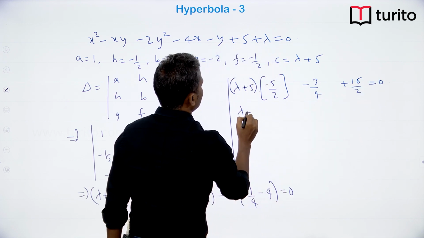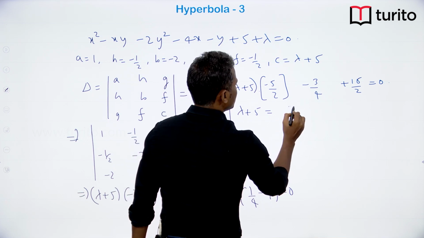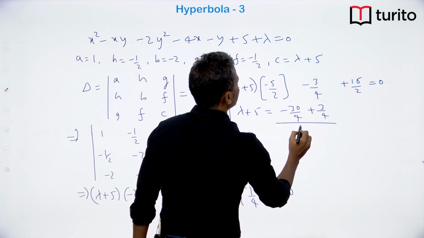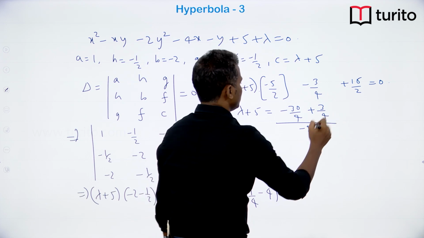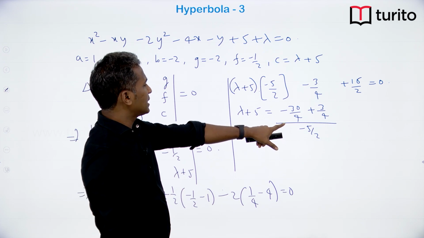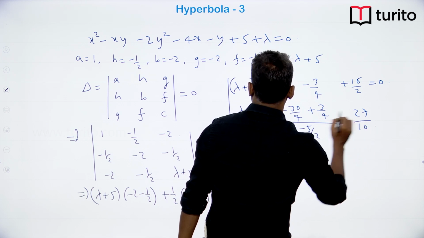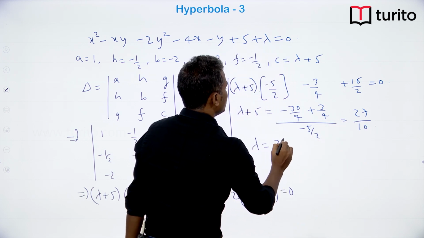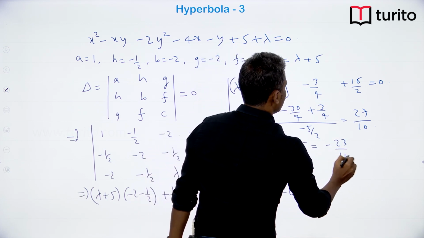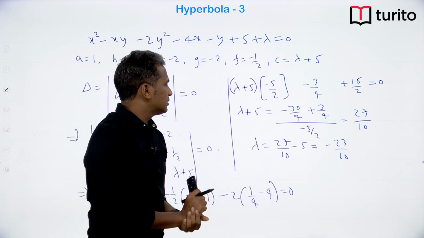So we can directly write lambda plus 5 is equal to, so here it becomes 30 by 4 minus plus 3 by 4 divided by minus 5 by 2. So what will it give us? It is minus 27, minus minus will get cancelled, and there is 5. So it becomes 27 by 10. So lambda must be equal to 27 by 10 minus 5. It becomes minus 23 by 10. So by adding this value, we can get the value of lambda.